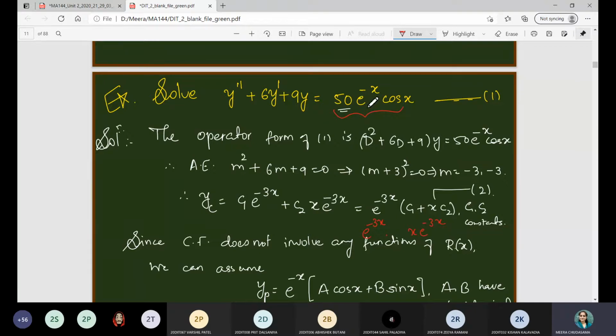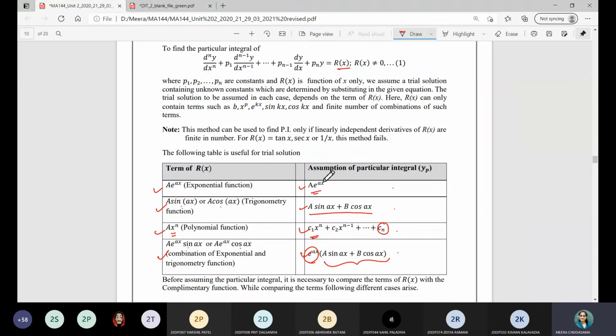But now we are going to consider the examples where these functions will be involved in the right hand side function. At that time we have to modify that particular choice of yp by multiplying it with x, meaning the independent variable x or t that is given. We have to consider the corresponding multiplication as you did for the complementary function, to make the general solution a linearly independent solution. Okay, so for that we are going to consider the examples.